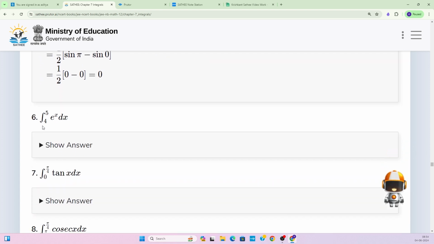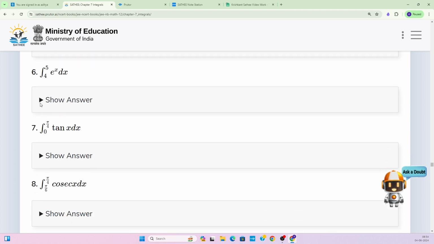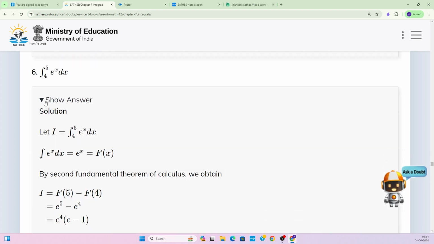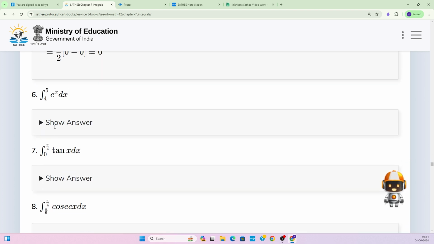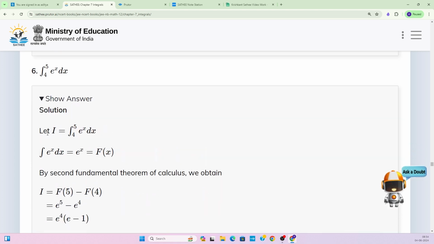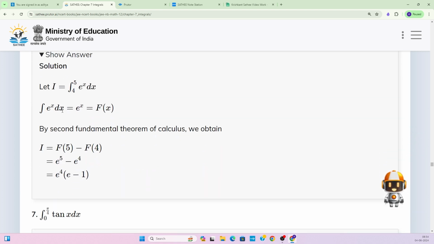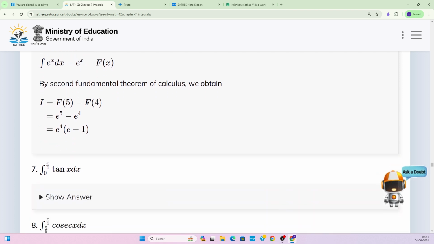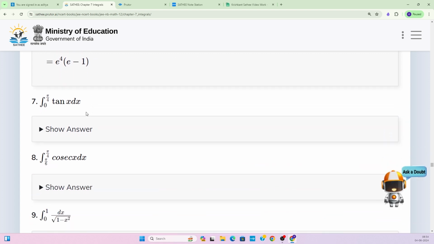Now definite integral from 4 to 5 of e^x dx will be what? Evaluating the indefinite integral, integral of e^x dx will be e^x. This means capital F(x) will be e^x. Now capital F of 5 minus F of 4, e power 5 minus e power 4. So take e power 4 common, you will get e minus 1. E power 4 multiplied by e minus 1 is your final answer.